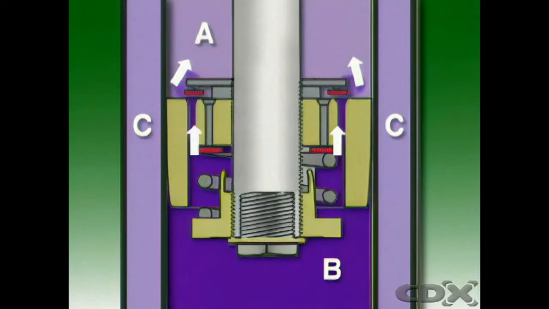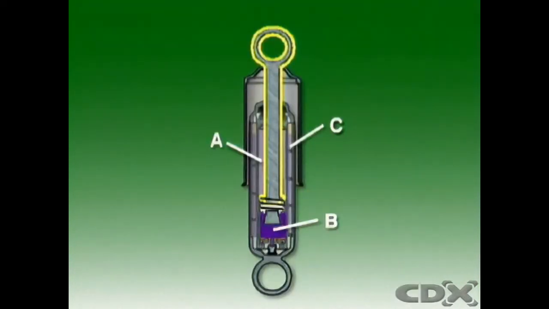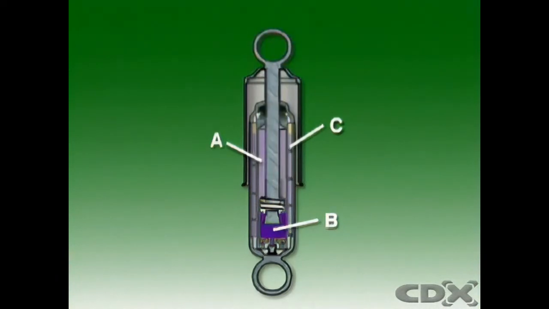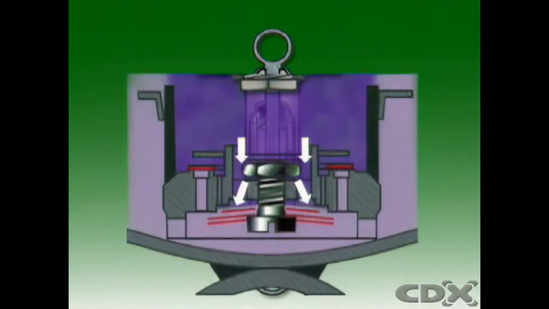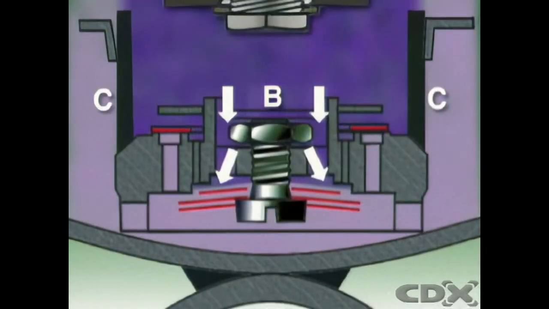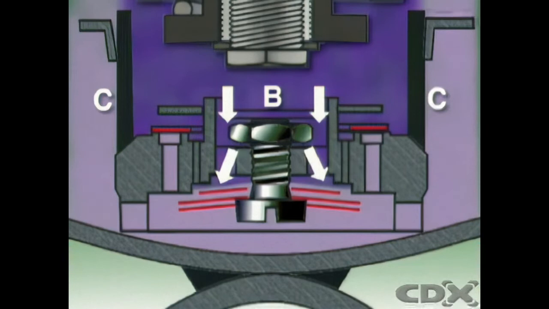chamber A. But the piston rod is also now entering A and displacing a quantity of fluid equal to its volume, so all of the oil in B cannot flow into A. The displaced fluid is forced down through a base valve and out into the reservoir labeled C.